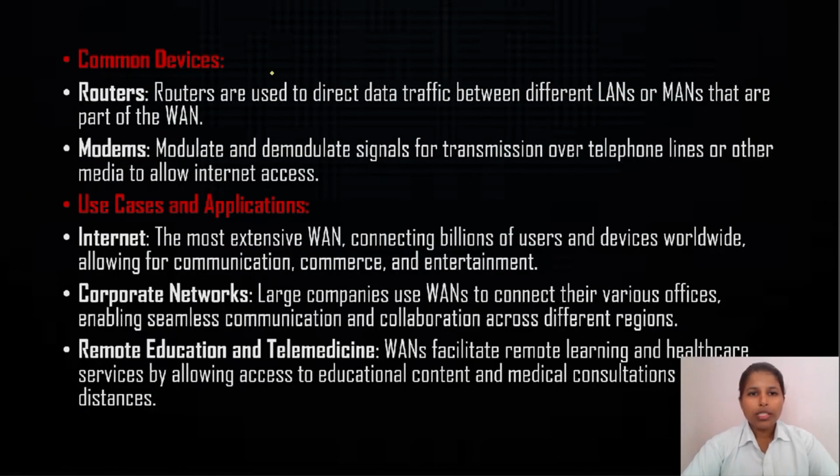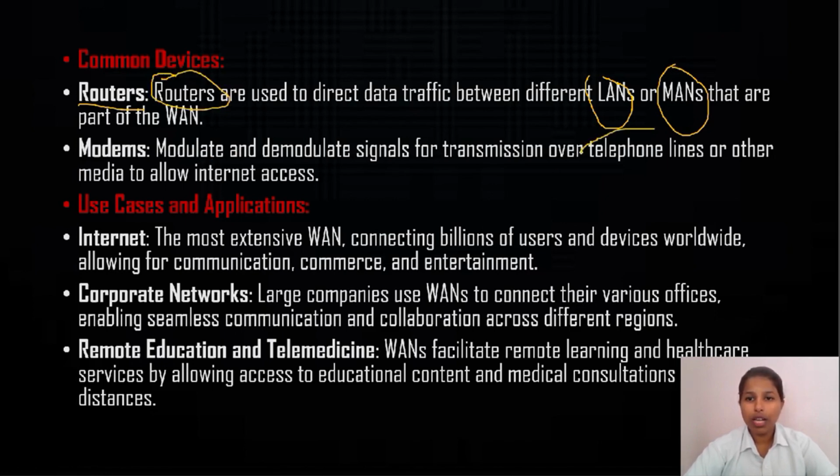So the common devices we use for this, it is the router. A router is used to direct traffic between the LAN and the MAN. They are part of the WAN. We know that we are connecting the network by using LAN, and for WAN we are connecting using the router. So it is part of the WAN. And the modem, we know that it modulates and demodulates signals for transmission over telephone lines and other media, and allows internet access also.